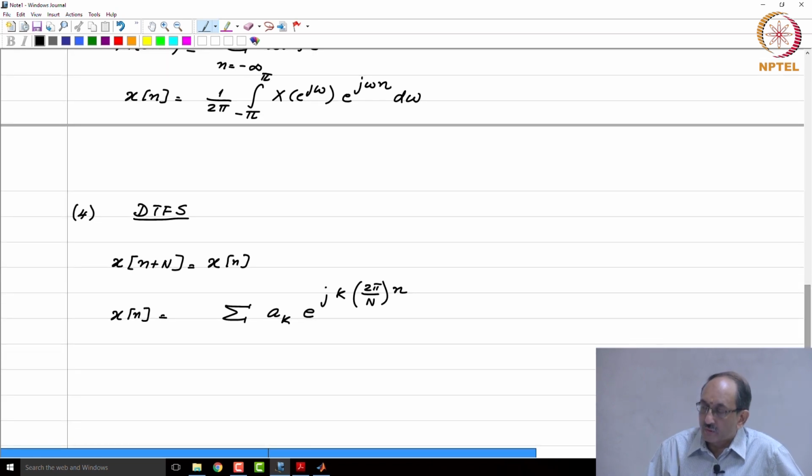I do not know how CTFS was introduced to you. Was it just given, okay, this is the Fourier series expansion and this is the formula for the Fourier series coefficients? Was that the way it was introduced, or was motivation given from something that you already knew? Okay, so you are told it was eigenfunctions of LTI systems, all right. So, was that the motivation given? Yeah, sure.